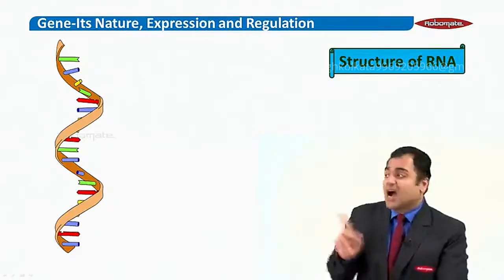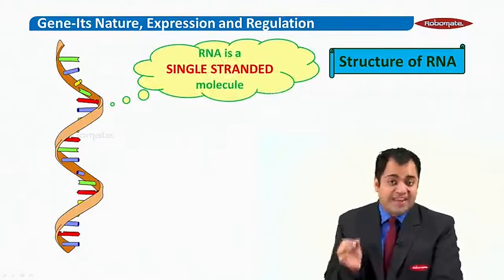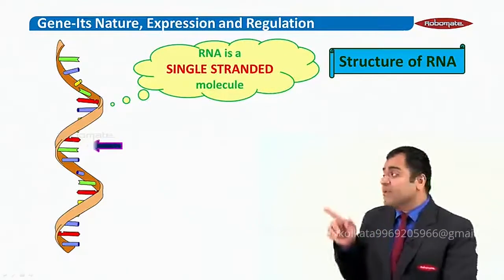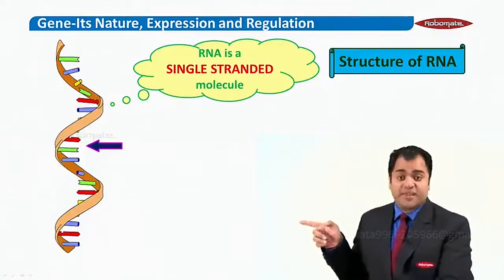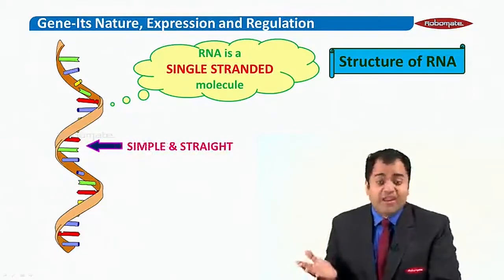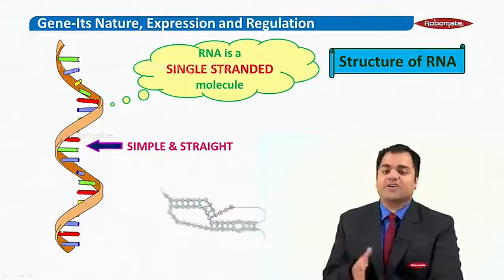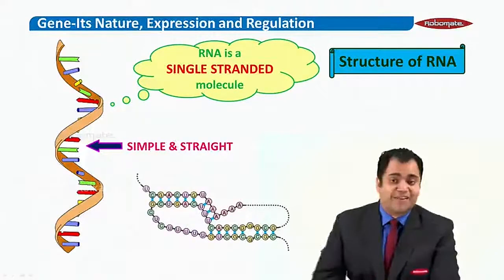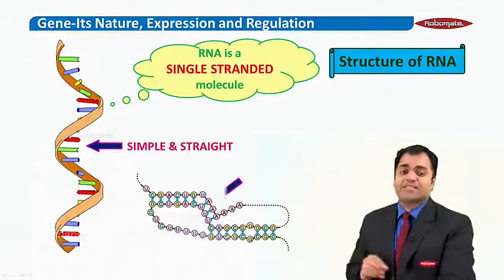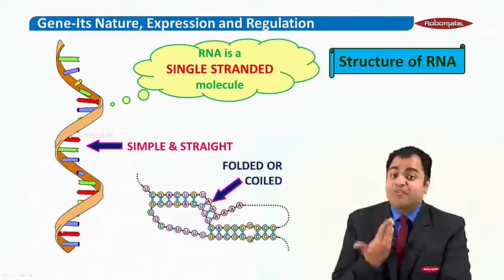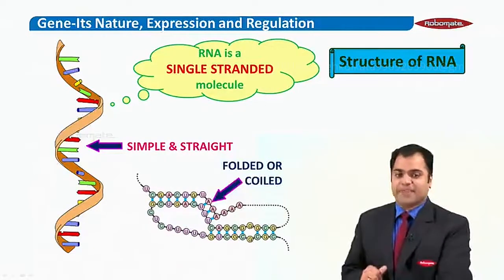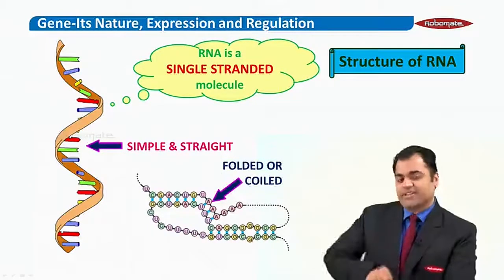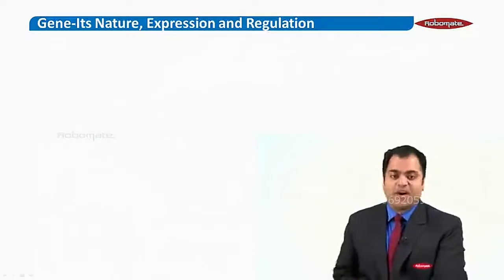Unlike DNA, RNA is a single-stranded molecule. Right? And how does it appear? Either it appears like this structure right here, which is simple and straight, or sometimes the RNA could also appear like this structure, where it may coil upon itself. And this type of RNA is simply called folded or coiled RNA. Is that okay? It has a tendency to fold or coil upon itself. Is that okay? Moving on.